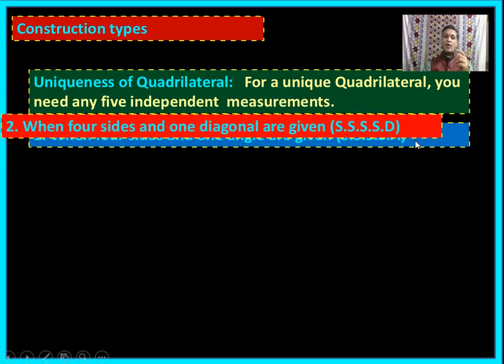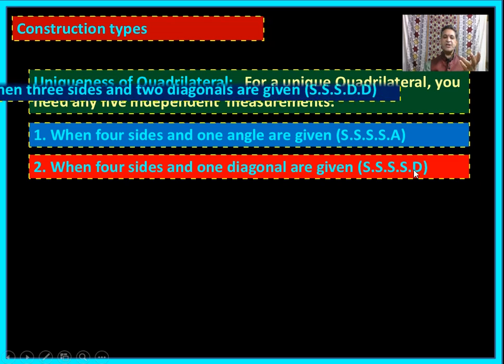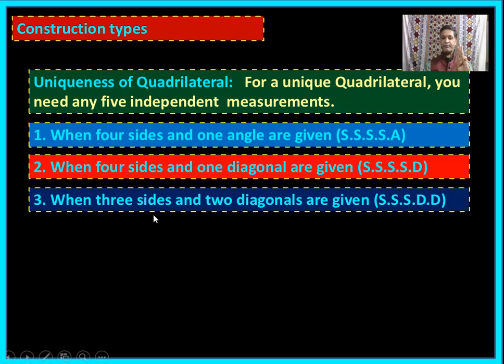And the second type, when 4 sides and 1 diagonal are given. 4 sides, 1 diagonal. So 1, 2, 3, 4 sides, and 1 diagonal. Because we have only 4 sides, compulsorily we need another measurement, an angle or a diagonal. First one we take as angle, and second one as diagonal. And the combinations we can change. The third, when 3 sides and 2 diagonals are given: three sides and only 2 diagonals.